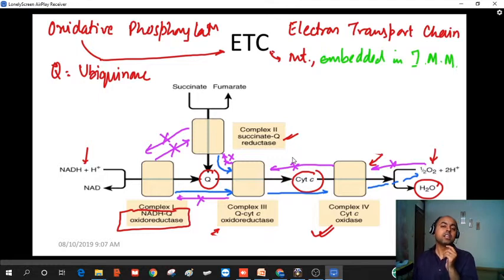If you understand this, then arranging the subunits in order becomes easy. For this, you should now just know what the important components are in complex 1, complex 2, complex 3, and complex 4. That is all. So let's look at complex 1. In complex 1, the important component is the FMN.